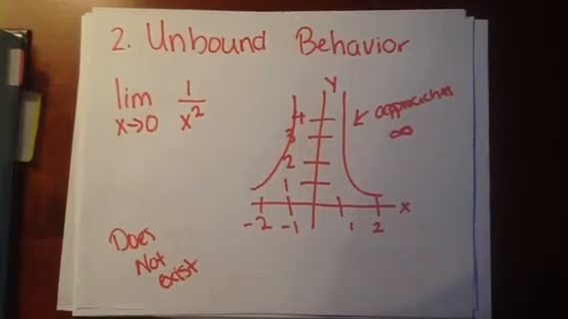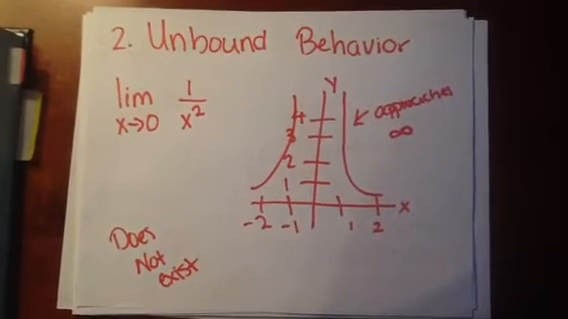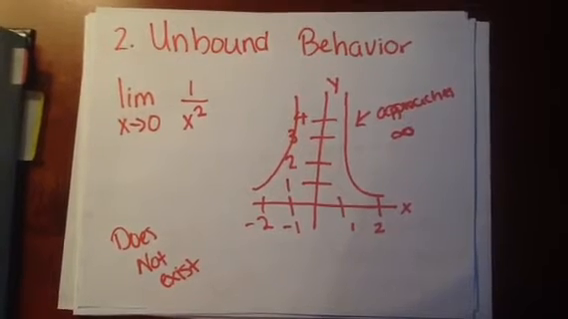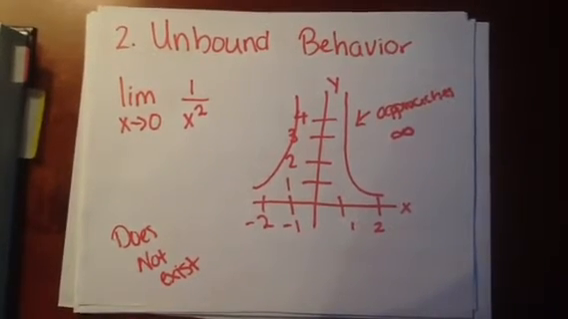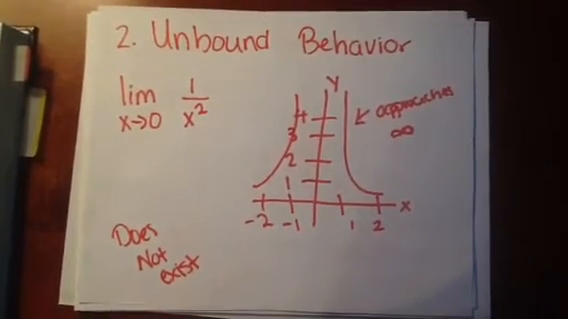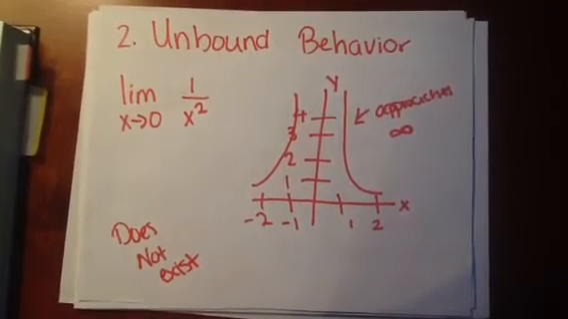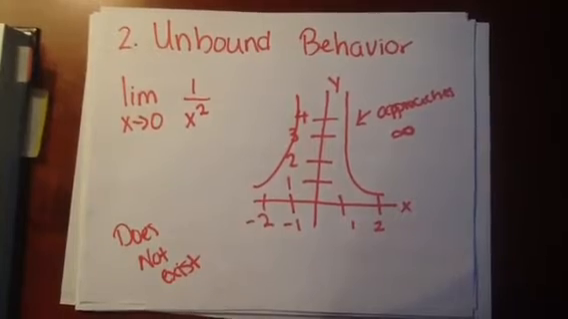The next example of a limit that fails to exist is unbounded behavior. Looking at the limit as x approaches 0 of 1 over x squared, we can see that from both the left and right side, the limit will be approaching infinity, and therefore we can conclude that the limit does not exist.